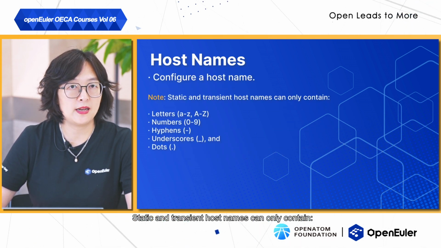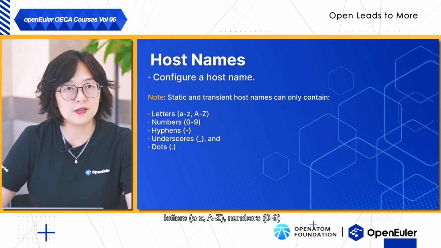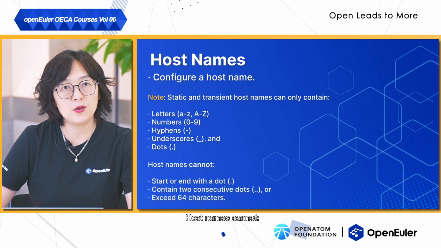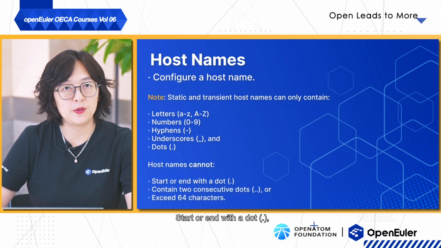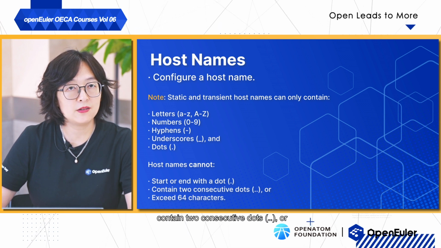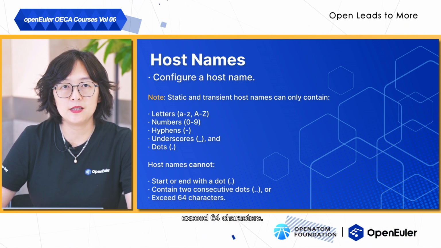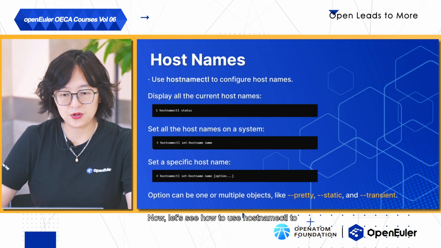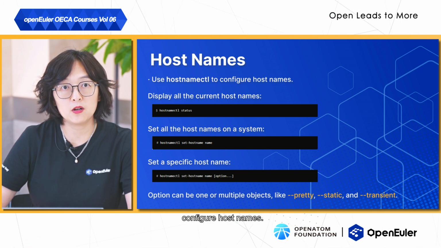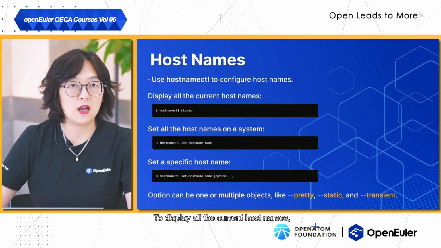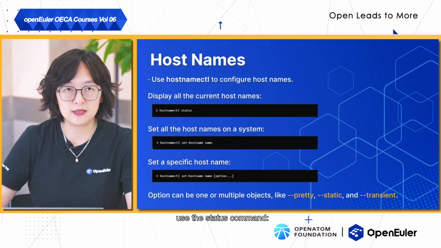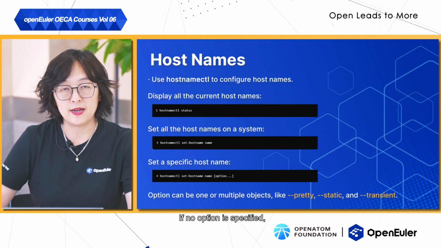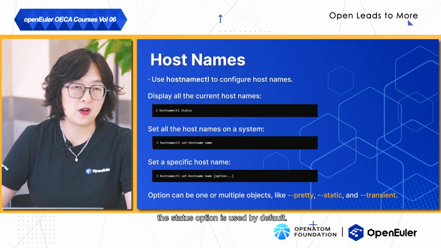Static and transient host names can only contain letters, numbers, hyphens, underscores, and dots. And host names cannot start or end with a dot, contain 2 consecutive dots, or exceed 64 characters. Now let's see how to use hostnamectl to configure host names. To display all the current host names, use the status command. If no option is specified, the status option is used by default.